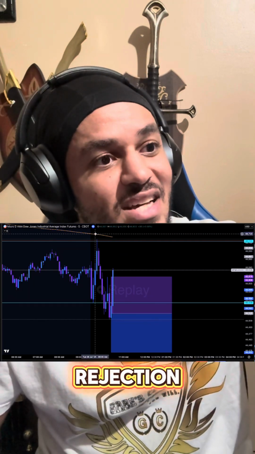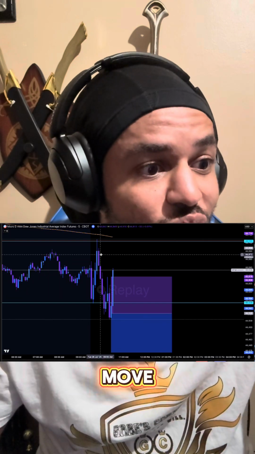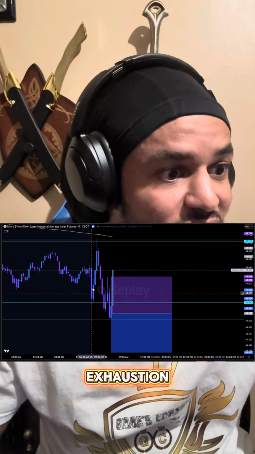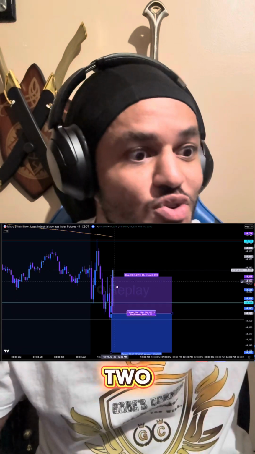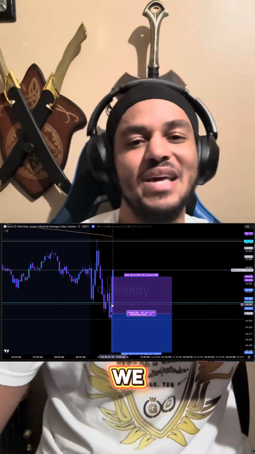We have rejection at the 200 EMA, rejection at that 1 hour swing right here at the top. We have a smart money move to the downside, which eliminated a previous smart money move. We have a huge exhaustion bar candle right here. We have 2 bearish pin bars to the downside. We have the 1 hour swing support broken. We have everything we need.